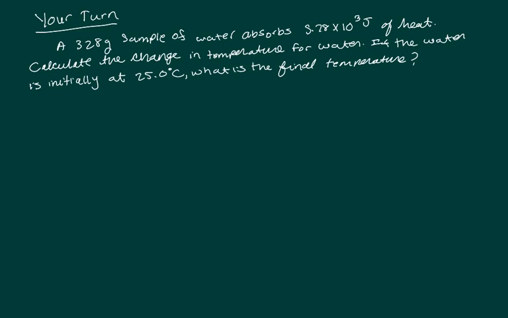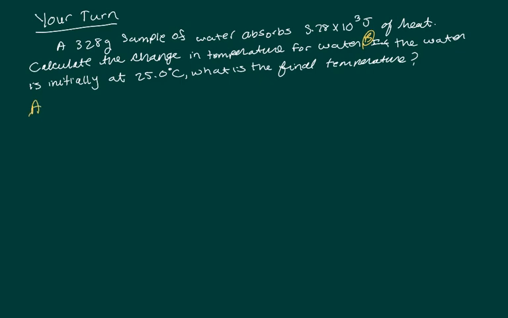Okay, go ahead and try this on your own. And let's see, we have a 328 gram sample of water that absorbs 5.78 times 10 to the third joules of heat. Calculate the change in temperature for water. And the second part of the problem, if the water is initially at 25 degrees Celsius, what is the final temperature? So it's a two-part problem. This is A and this is B here.